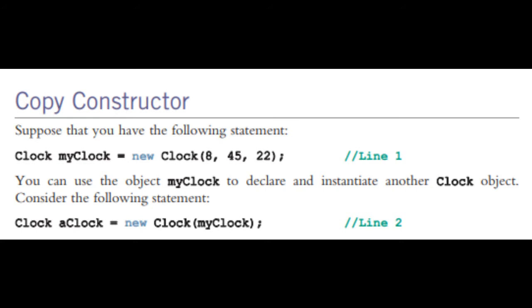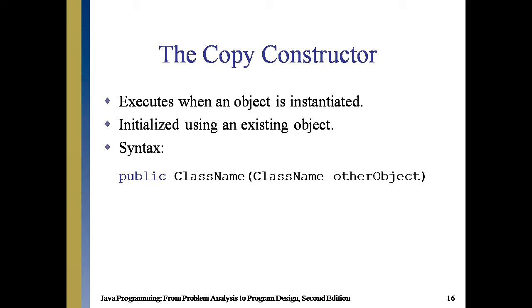This statement declares aClock to be a reference variable of type Clock, instantiates the object aClock, and initializes the instance variables of the object aClock using the values of the corresponding instance variables of the object myClock. However, to successfully execute the statement in line 2, you need to include a special constructor called a copy constructor in the class Clock. The copy constructor executes when an object is instantiated and initialized using an existing object.